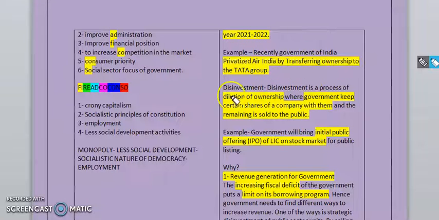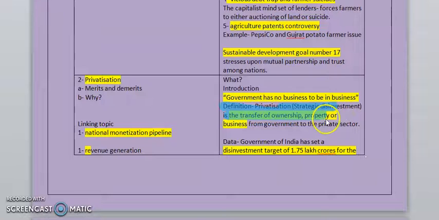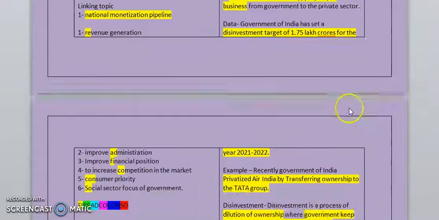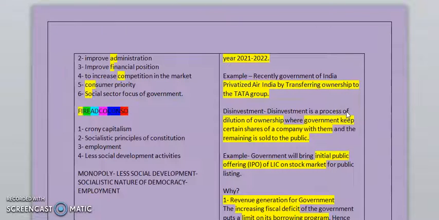Disinvestment is a process of dilution of ownership, where the government keeps certain shares of a company with itself and the remaining is sold to the public. This is very important. In the case of privatization, the government is completely transferring the ownership, property or business to the private sector. Here the government has no presence in the company, but in the case of disinvestment, there will be some government presence in the company.